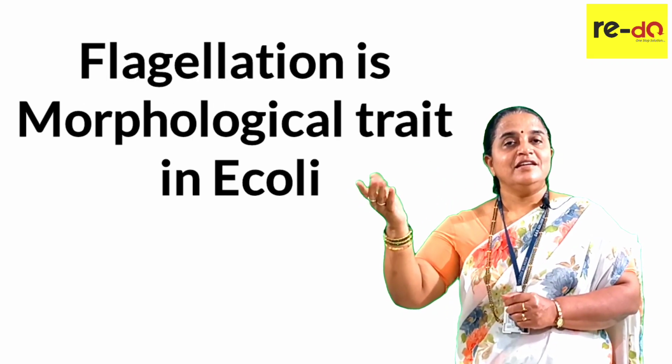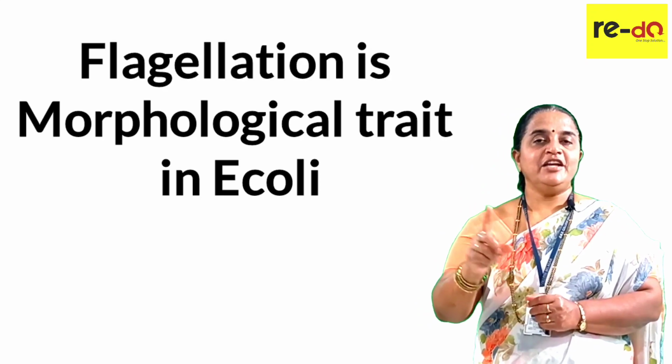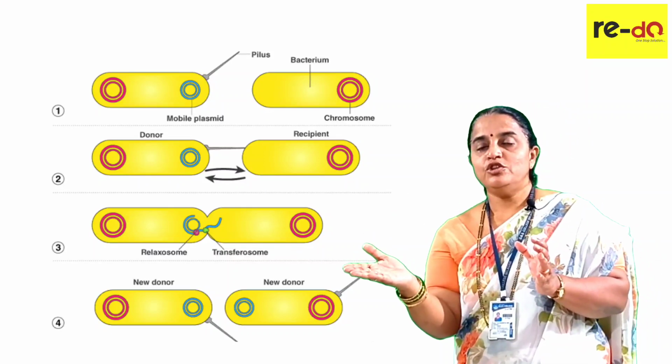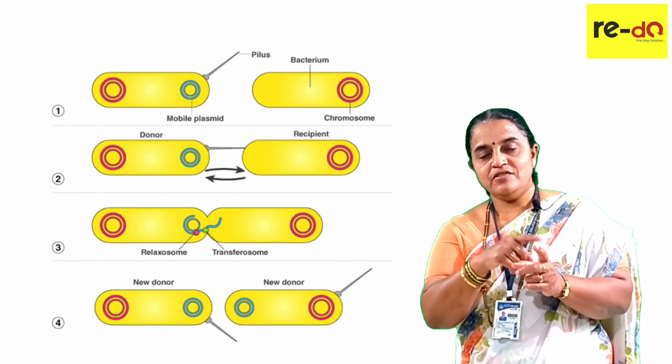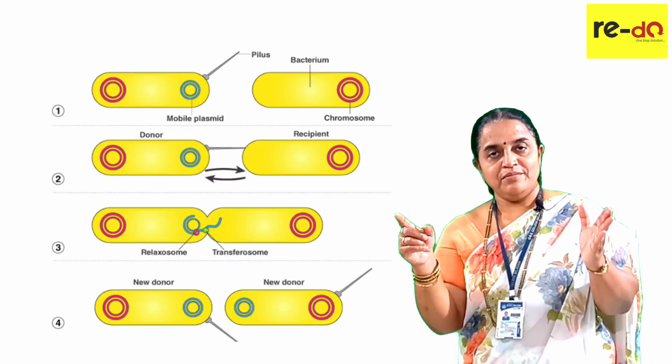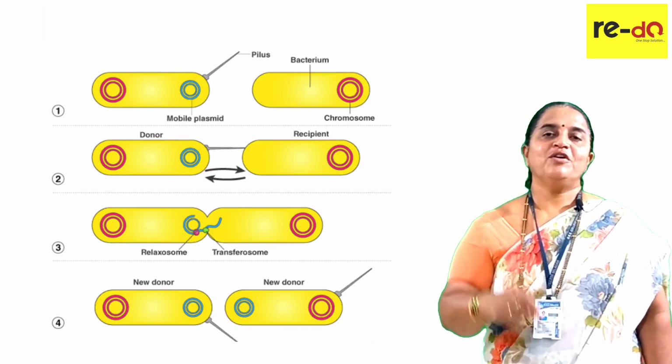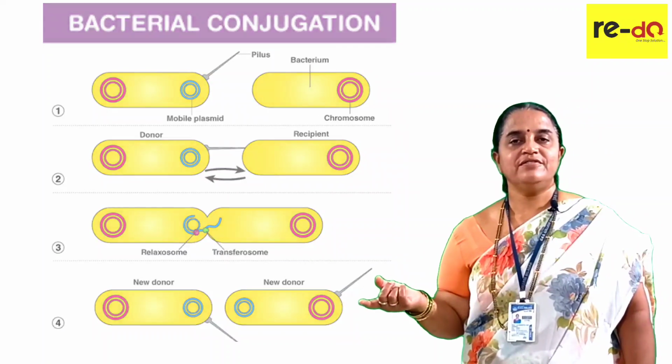Later they analyzed that flagellation, the appearance of flagella, is a morphological trait in E. coli which is controlled by a gene, and a gene is a part of DNA, right? So why did they come together? Flagellated had that gene which is transferred to non-flagellated. This transfer of gene from flagellated to non-flagellated they call conjugation, and because of this transfer non-flagellated become flagellated.